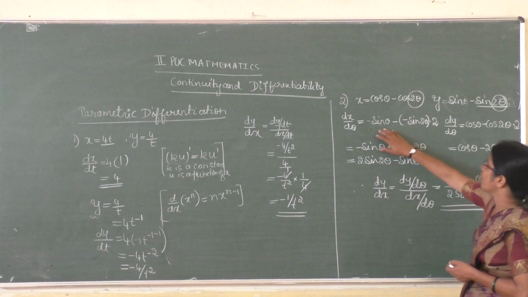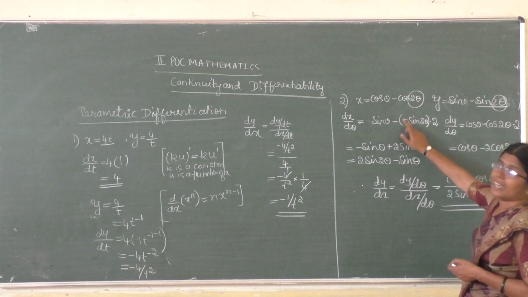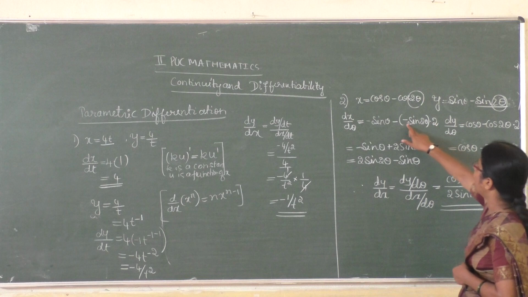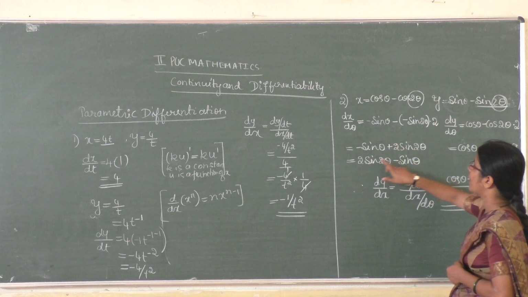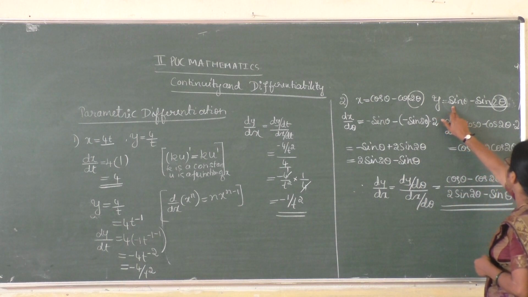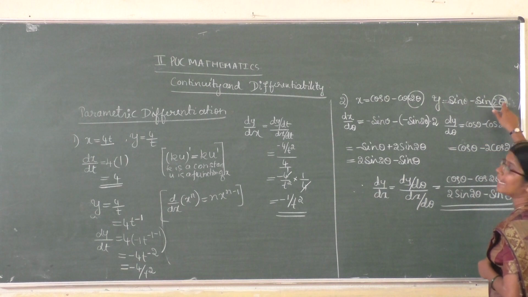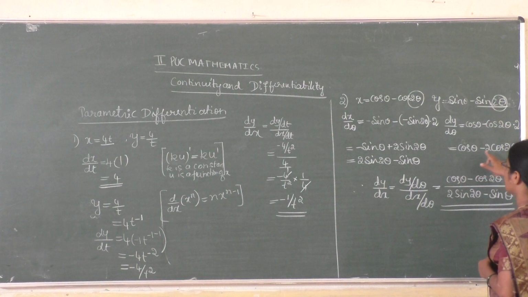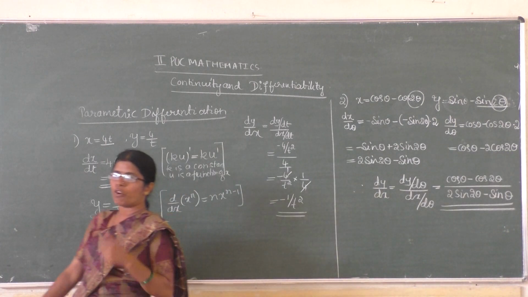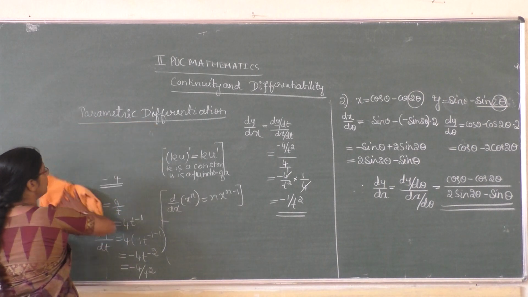So the derivative of x with respect to theta is minus sin theta minus the derivative of cos 2 theta, which is minus sin 2 theta into 2. So minus minus becomes plus. So first we write 2 sin 2 theta minus sin theta. Here the derivative of sin theta is cos theta, and of sin 2 theta is cos 2 theta into 2. So cos theta minus 2 cos 2 theta. So this is the derivative of the given function. Okay, we take the next problem.